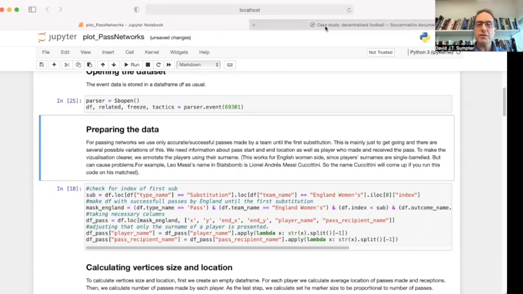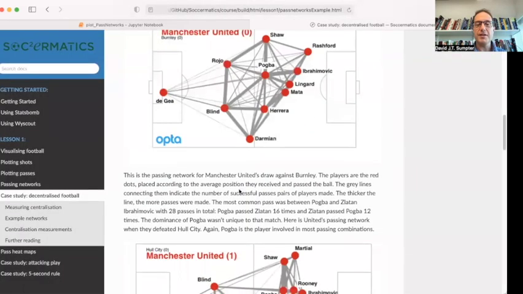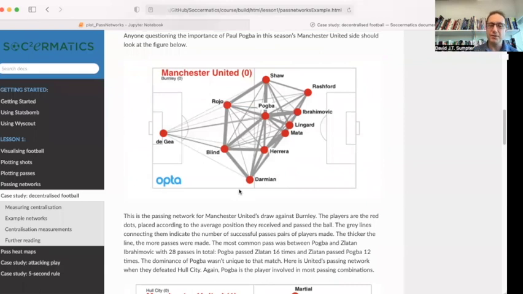I think I'll just show you a passing network to start with. So this is the sort of thing that we might want to do. In the case study on the other page, I look at Manchester United's passing network from a few seasons ago when they had Paul Pogba. We're interested in the passes. In this case, we look at both the passes in and the passes out from Pogba. And the argument is very much about how central he is in the game.